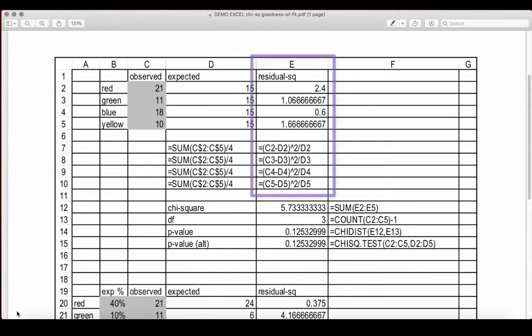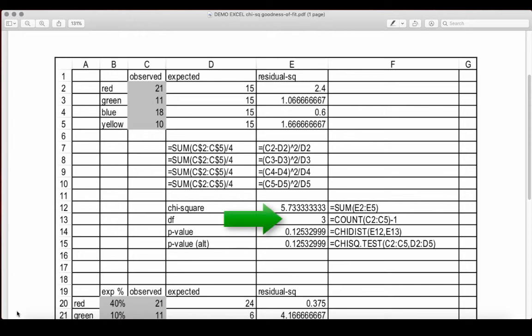Fortunately, the squared residuals are calculated in the same fashion. We take the difference between the observed and the expected frequencies, we square this difference, and then we divide by the expected frequency. The chi-square statistic then is the sum of these squared residuals. For this problem, we get a chi-square of 5.733 and change. The degrees of freedom for a chi-square goodness of fit is always 1 less than the number of categories.